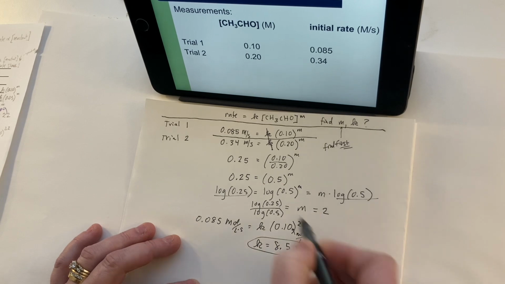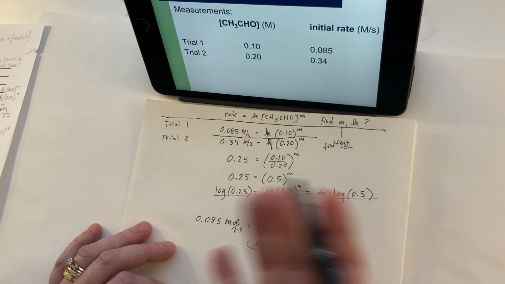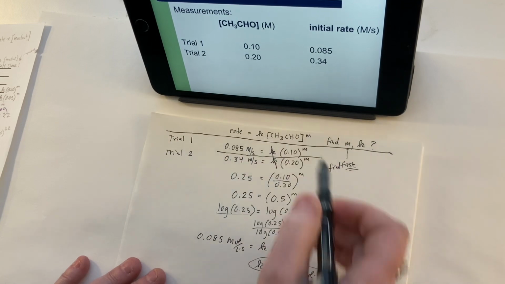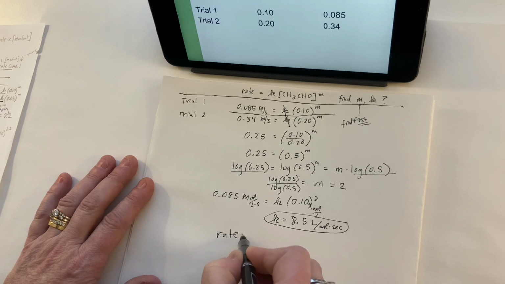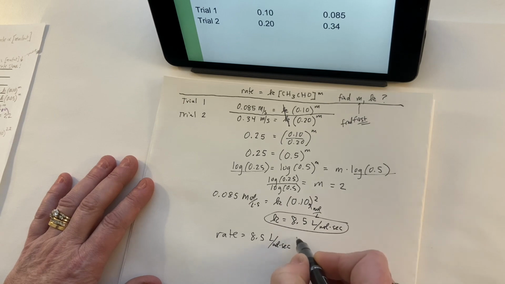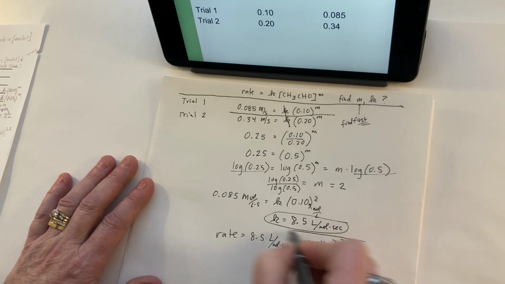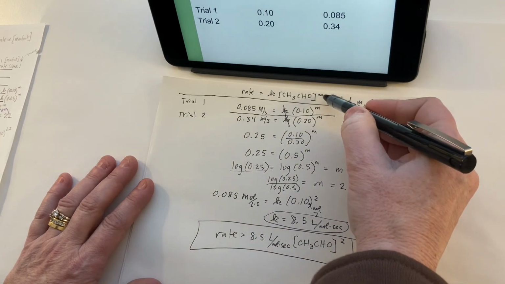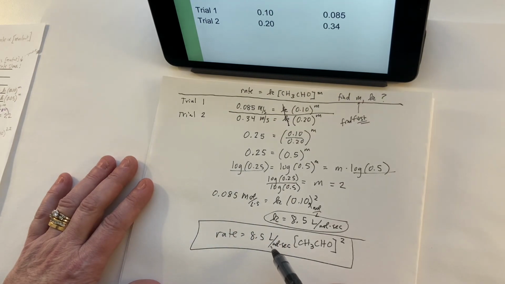All right, so there's the K value. And if you do it with trial 2, it comes out to be pretty much the same. It's a constant for the reaction. So within experimental error, that's our K value. So now let's sum up. Let's write out the rate law for this reaction, decomposition of acetaldehyde. So rate is equal to 8.5 liters per mole per second times the concentration of our reactant raised to the second power. There we go. We determined the rate law. We found the order first, and then we found the K value.